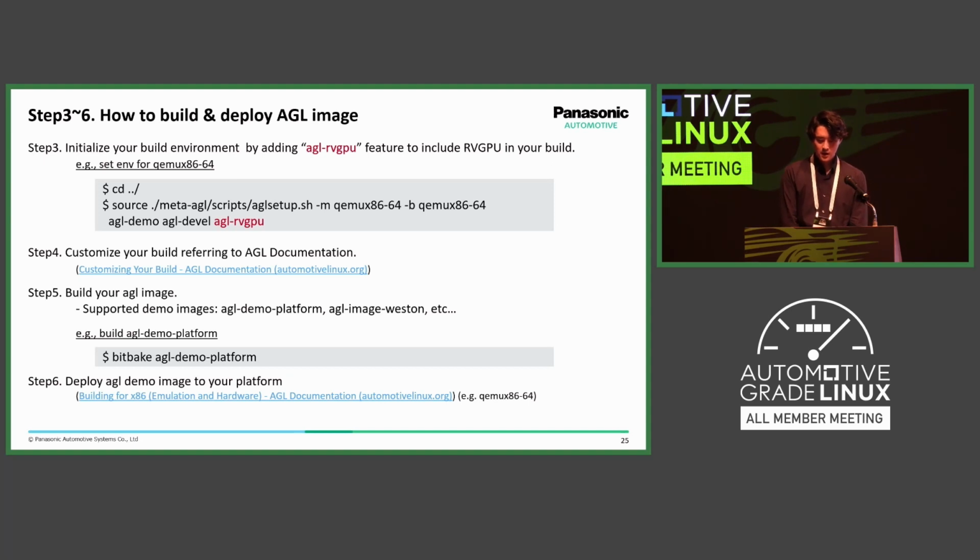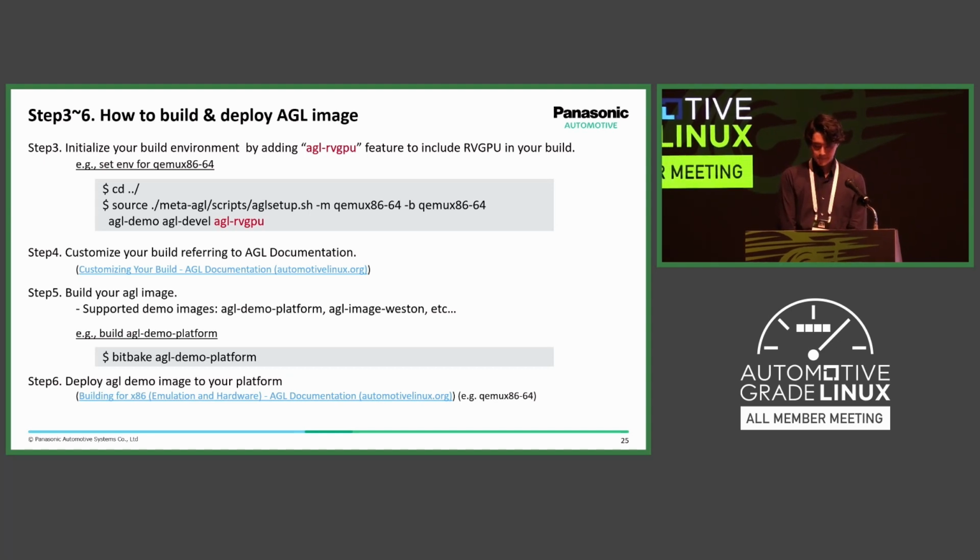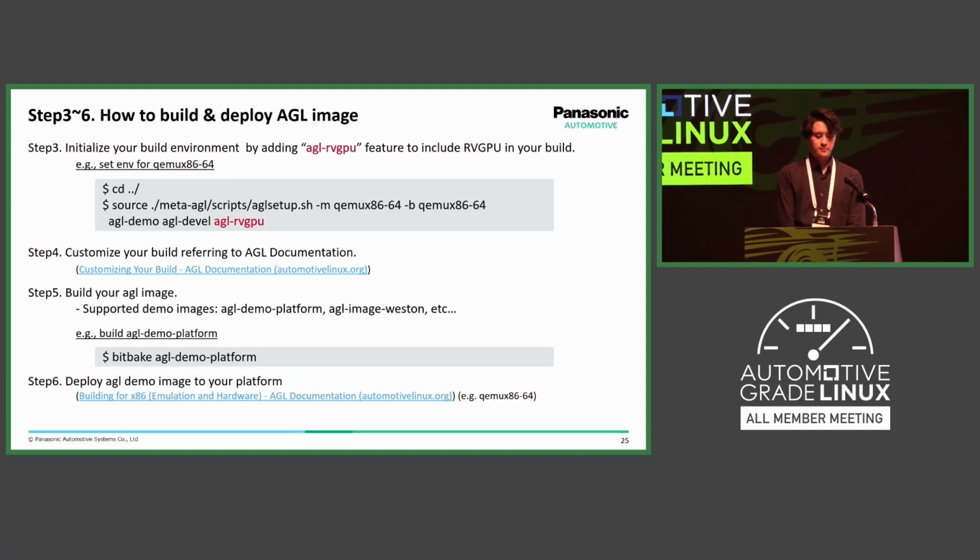Step 6, once the build of the AGL demo image is complete, deploy images on each platform you prepared, referring to the AGL documentation. Here is the URL of deploying the AGL image on x86.